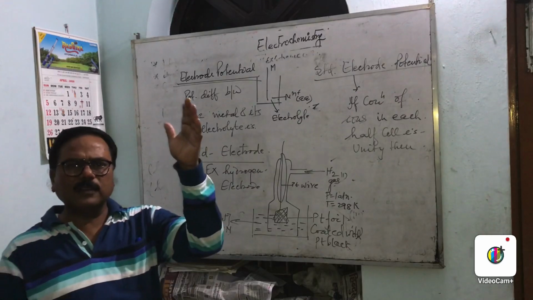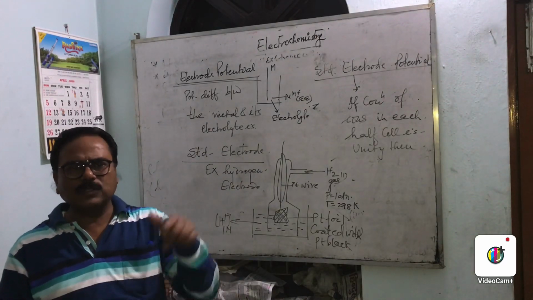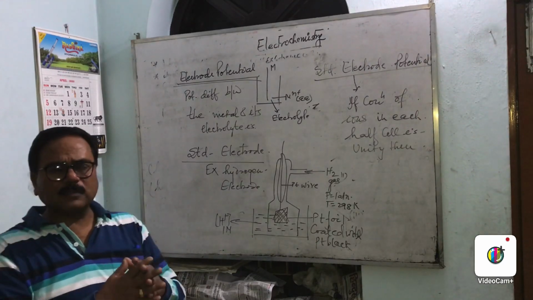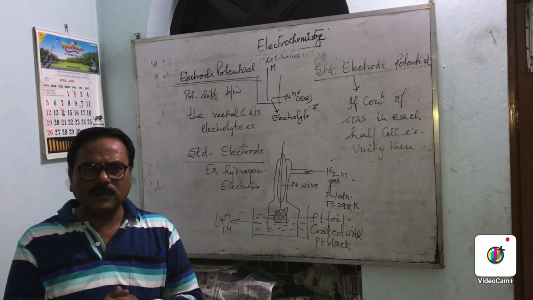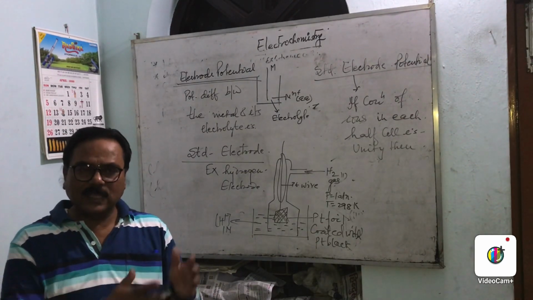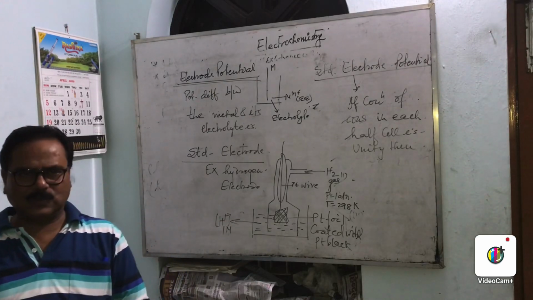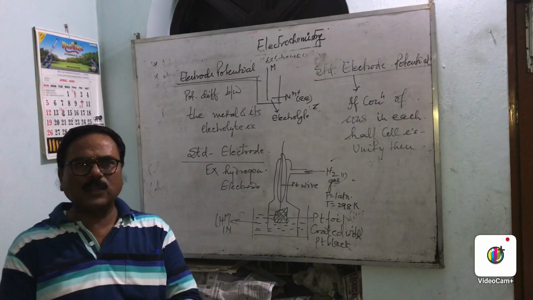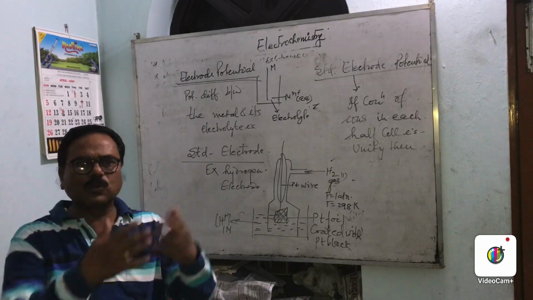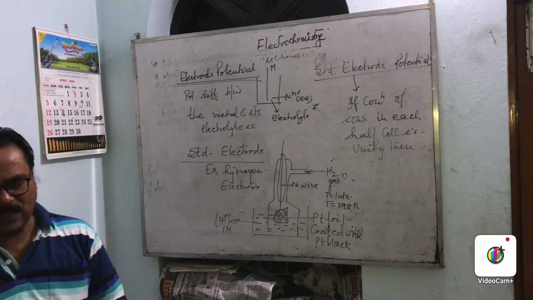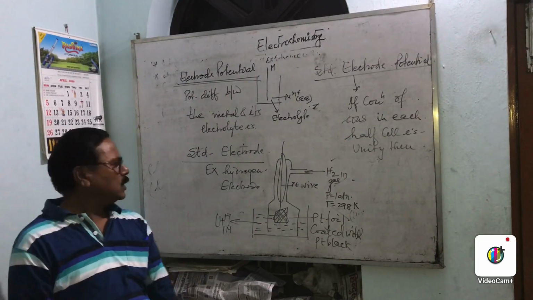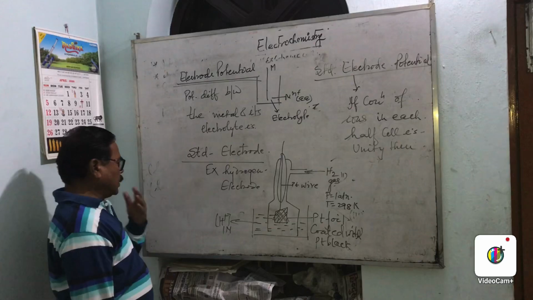When he started his journey to reach your home, he will see so many rickshaws standing on the road. So that is not the reference electrode. The reference is one whose electrode potential is known, whose value is known, and whose place is known to all of us, and that electrode is called the reference electrode.